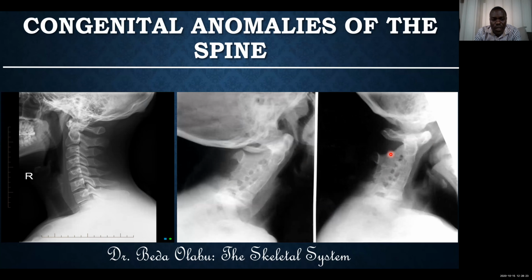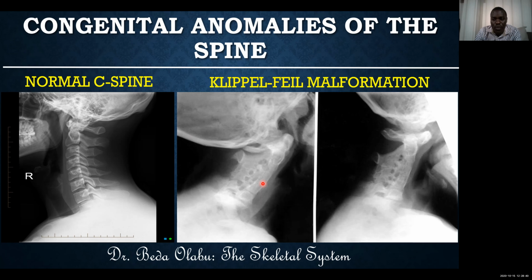Now, in this one, this is the normal way in which the cervical spine should be. In this one, the cervical vertebrae are fused together. We call this Klippel-Feil malformation, fusion of the cervical vertebrae. I put a normal one there so that you know that intervertebral disc spaces should be well visualized. Here you can't see the intervertebral disc spaces.